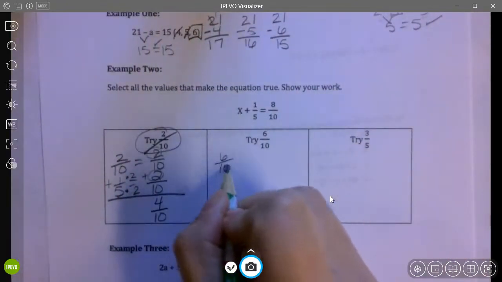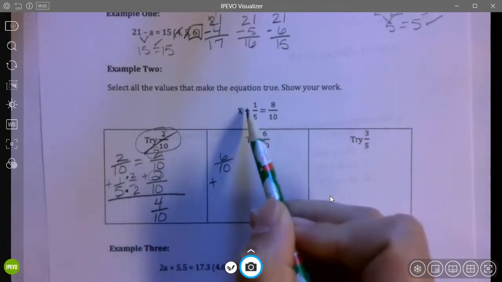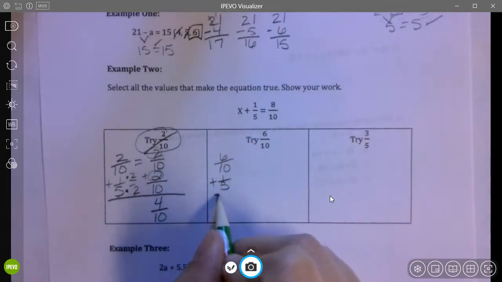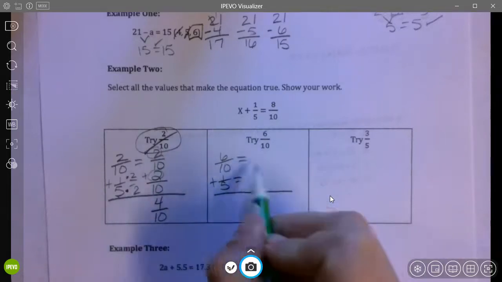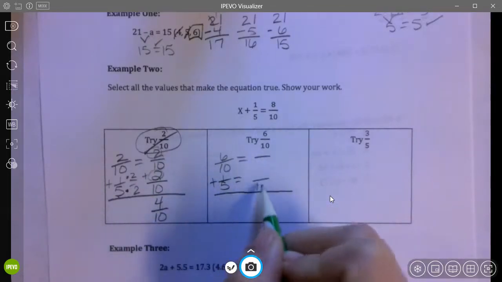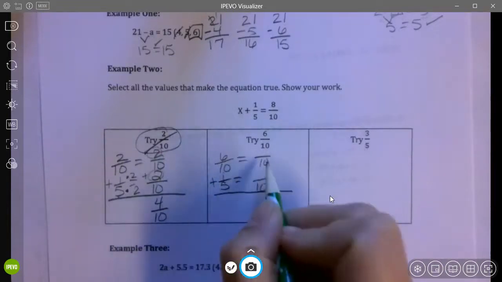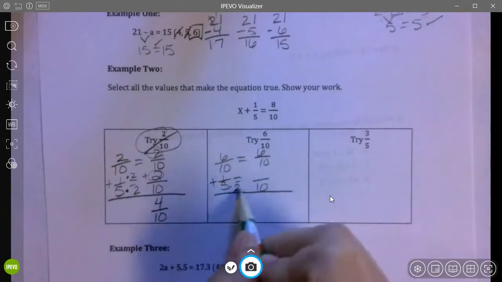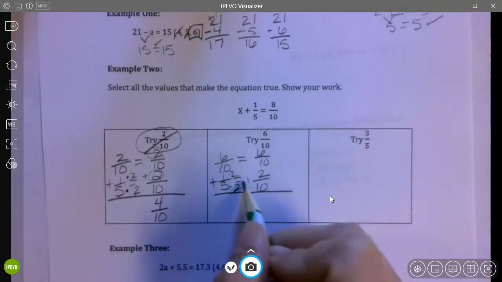Put in my 6/10. I know there's my 6/10. I'll substitute in for that, and I'm adding 1/5. And I want to see if it equals 8/10. Again, they do not have the same denominator, so I have to rewrite them with the same denominator. And they both go into 10. Since it's the same denominator, nothing will change on my first. But again, I have to multiply both sides by 2 and then add them together.